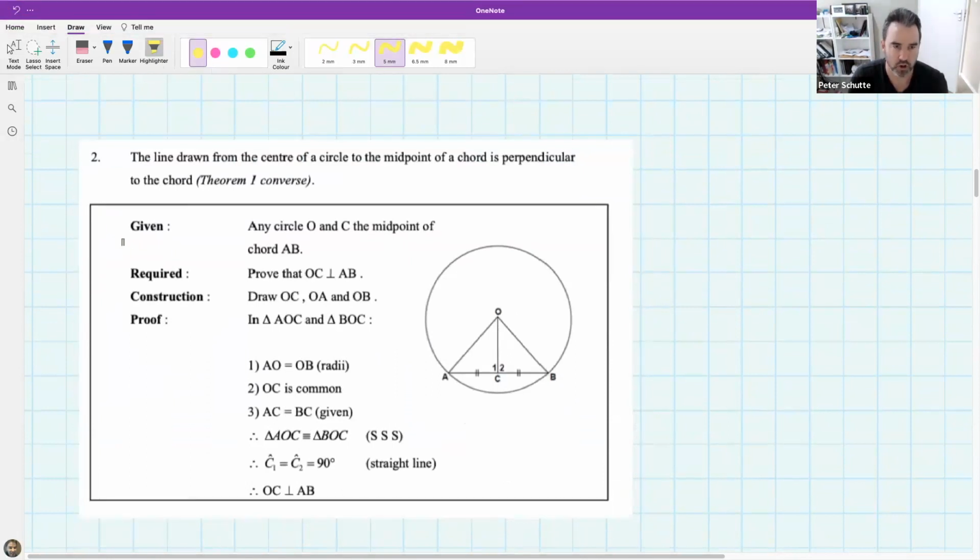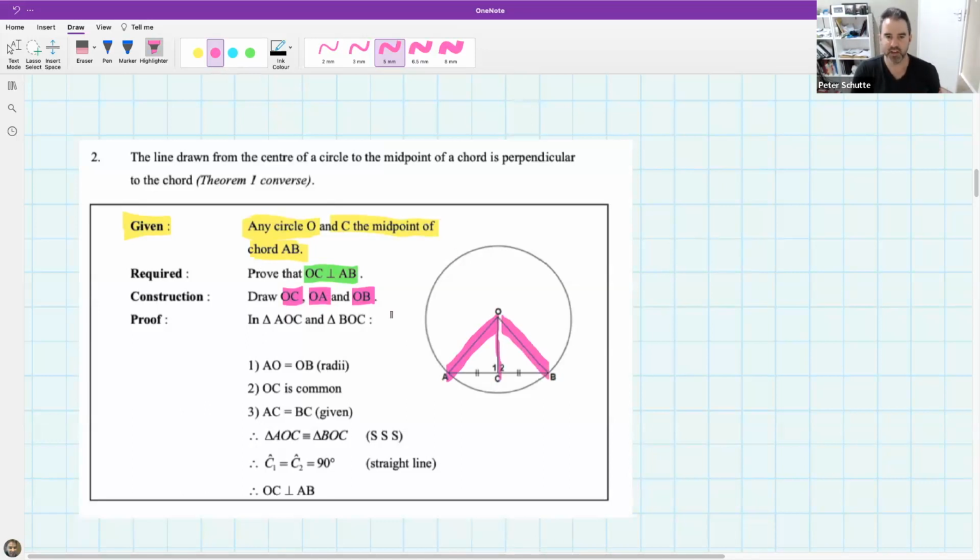So you are given something. You're given any circle O and C, which is the midpoint of AB. So you can see it over here. Now what we're required to prove is OC perpendicular to AB. Then the construction is we are constructing OC, OA, and OB. I would prefer if this drawing had these things as dotted lines.